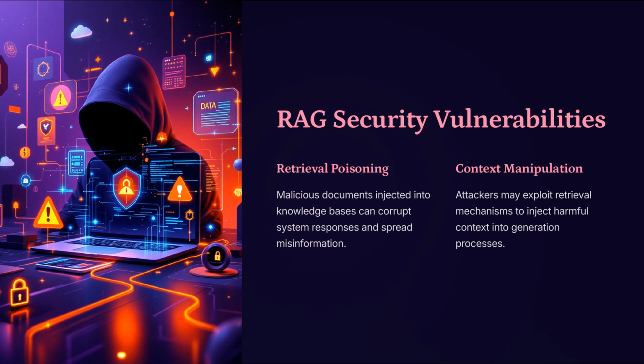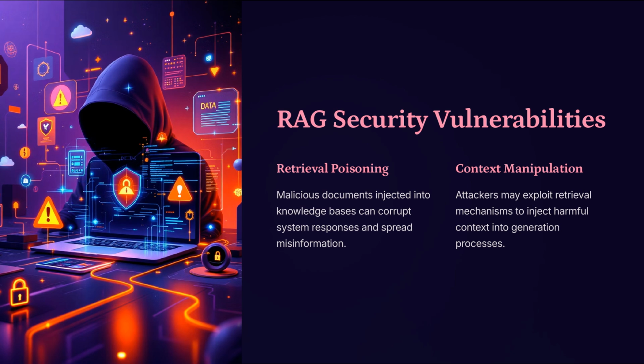As we transition from our previous discussion about the key components of RAG architecture, let's delve into an important concern: security vulnerabilities related to retrieval poisoning. Retrieval poisoning occurs when malicious documents are deliberately injected into knowledge bases, which can corrupt system responses and spread misinformation.